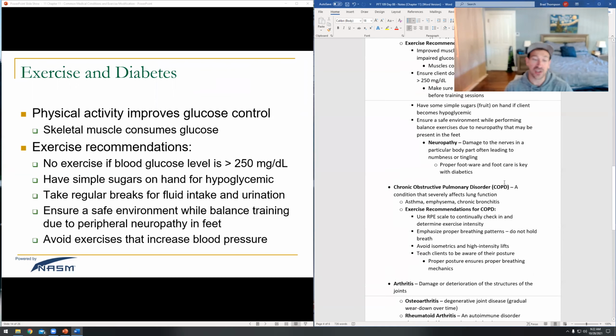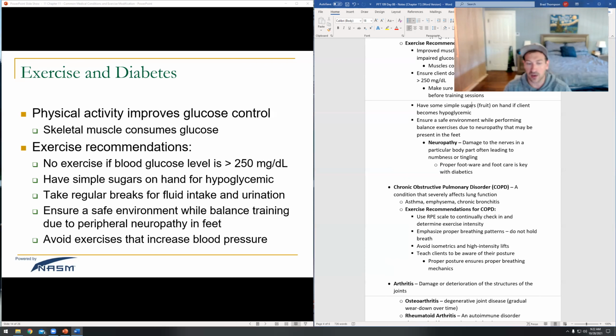So here's the thing, make sure you are taking regular breaks with your clients who have diabetes for fluid intake and urination. One of the things that happens with diabetics is that they will urinate more frequently because their body is basically trying to pee out some of those extra sugars. So they will often experience dehydration problems. They'll be really thirsty, but they'll also be peeing all the time. So just make sure you're having your client test their blood sugars, and then make sure that they are regularly hydrating.